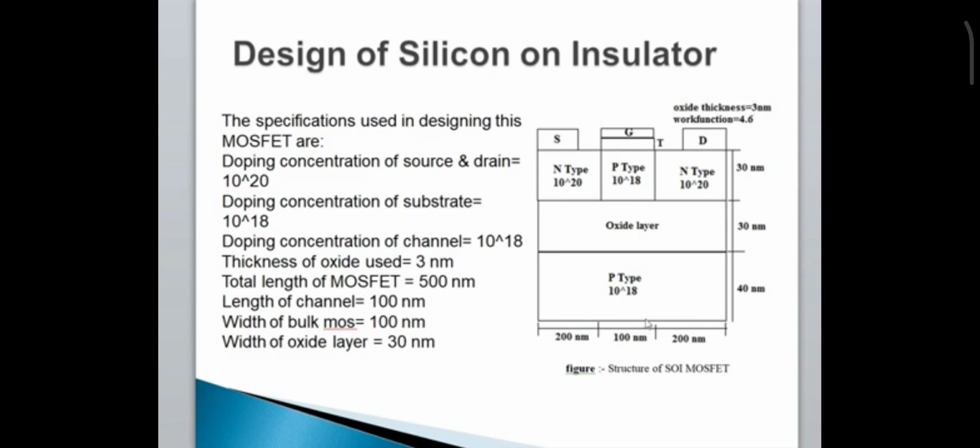Total length of the MOSFET is 500 nanometer, length of the channel is 100 nanometer, width of the bulk MOS is 100 nanometer, and width of the oxide layer, this one, is 30 nanometer. Let's go to the code.